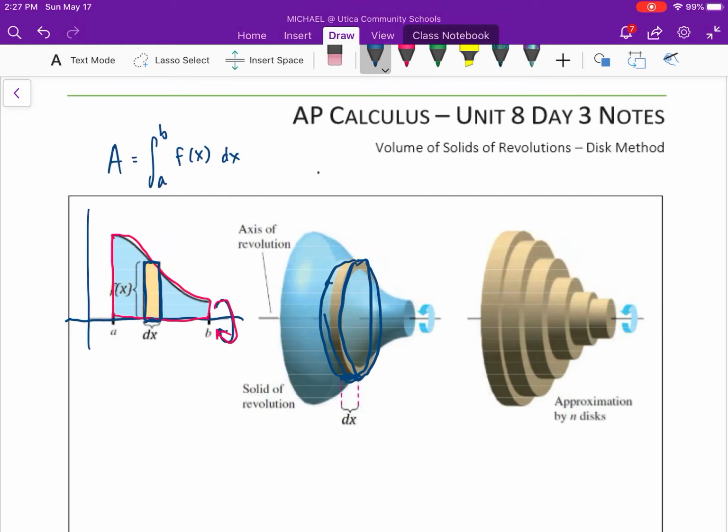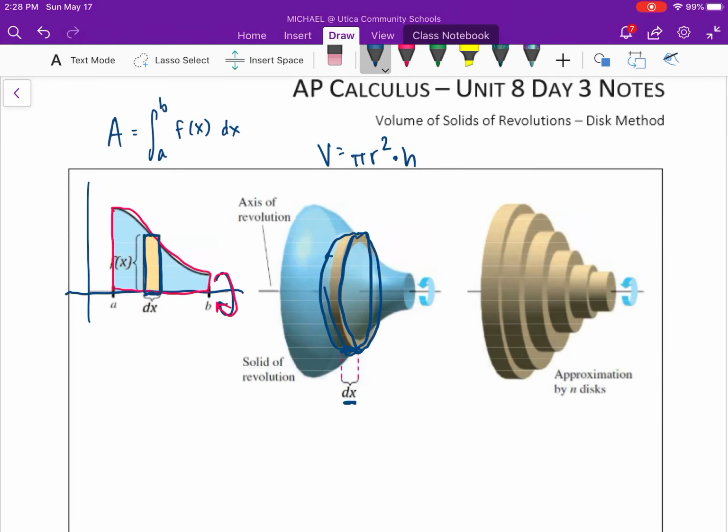If you remember, the volume of a disk, which is actually a cylinder, would be pi r squared times height, where this height becomes this dx. In this third picture, if we do that with the entire volume, we have all of these cylinders, and if we add those up, that would approximate the volume. If we made the height of each of those cylinders smaller and smaller, our volume would get closer and closer to the actual volume of the solid.